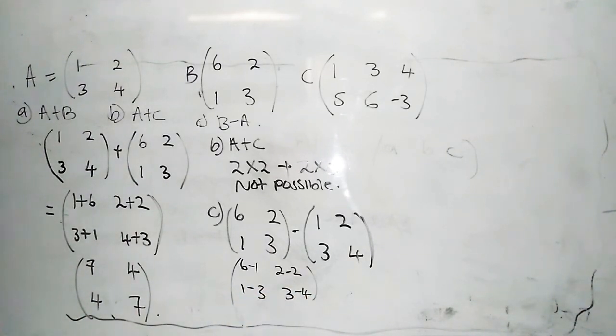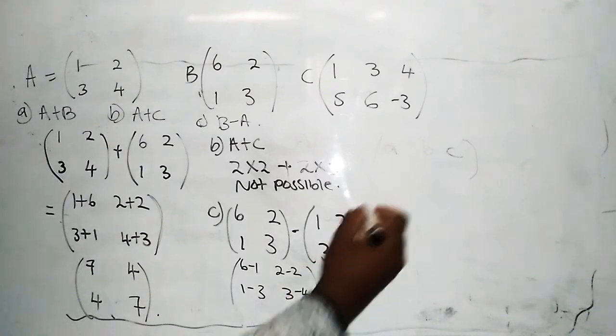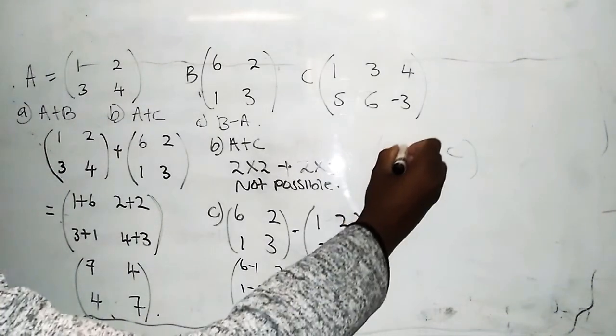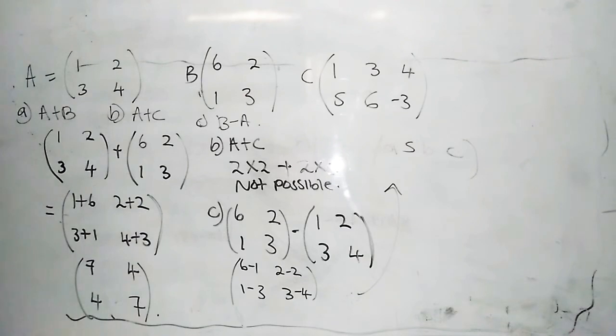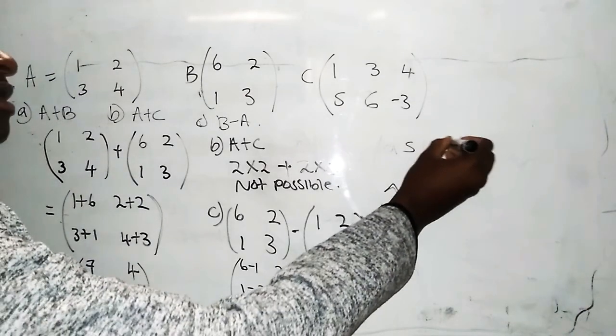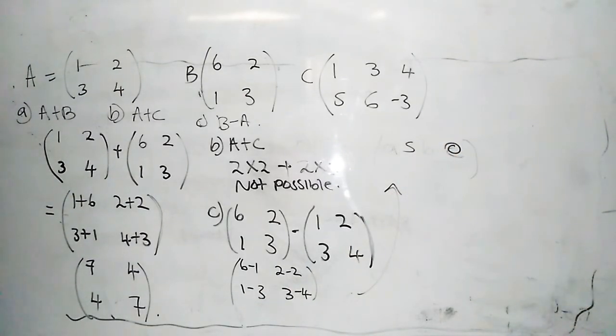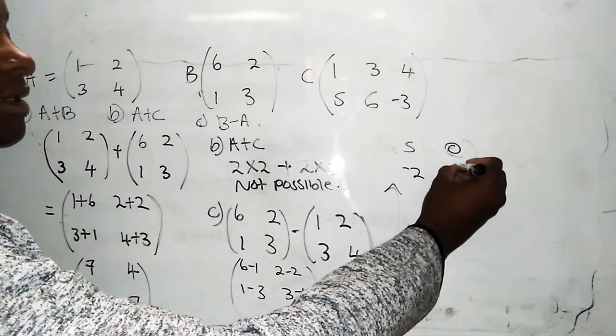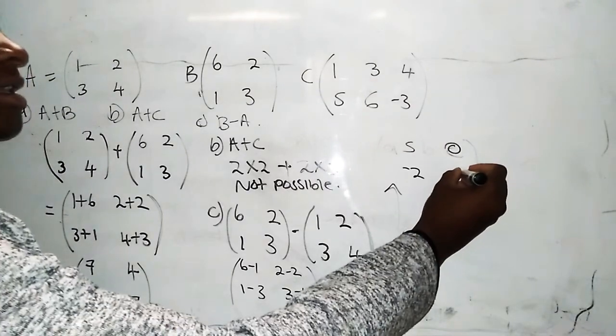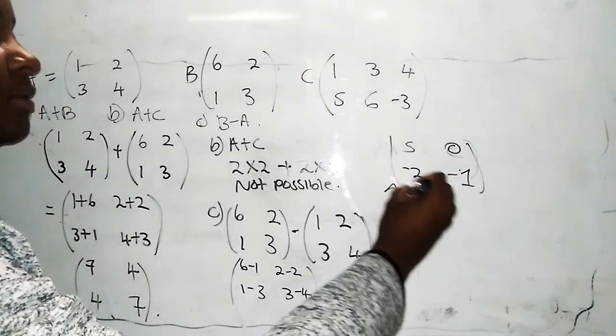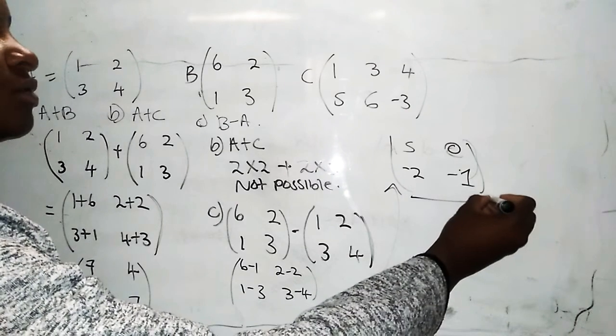Okay. So what is 6 minus 1? We get a 5. So I'll take my answer that side. 6 minus 1 is a 5. 2 minus 2 is a 0. 1 minus 3, that's a negative 2. I hope you guys still remember your negative numbers. Sorry, 3 minus 4, it's a negative 1, like that. Okay. So that's our final solution.